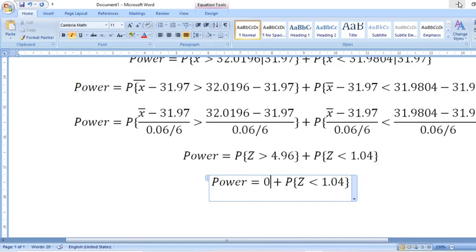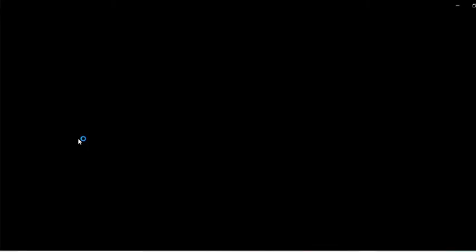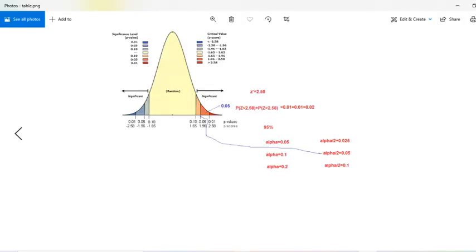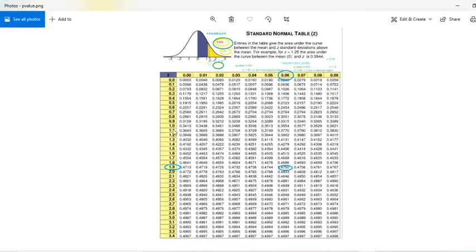Anyway, let us look at the table that I gave yesterday. From that table we can compute. Where is 1.04?